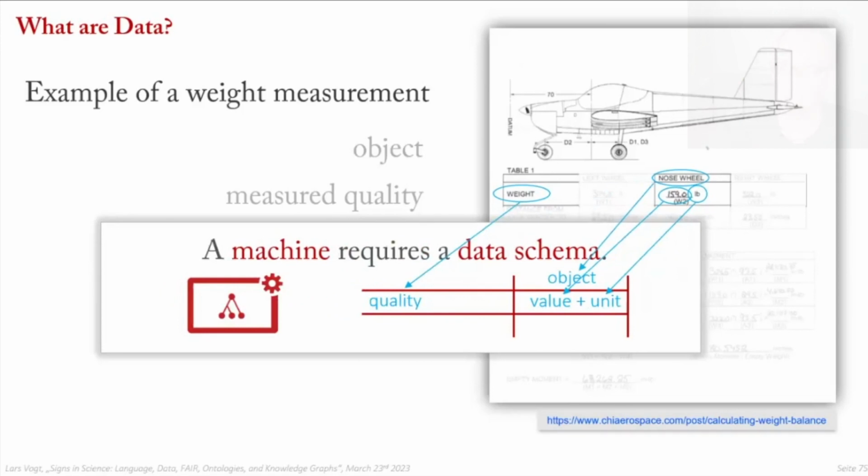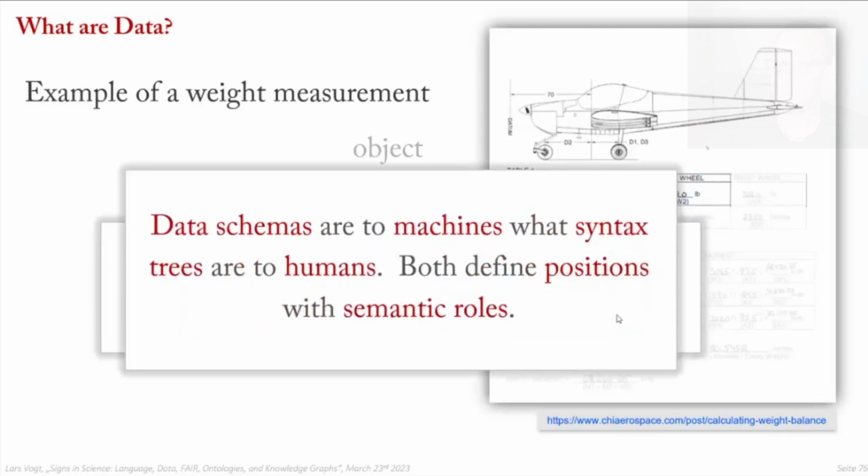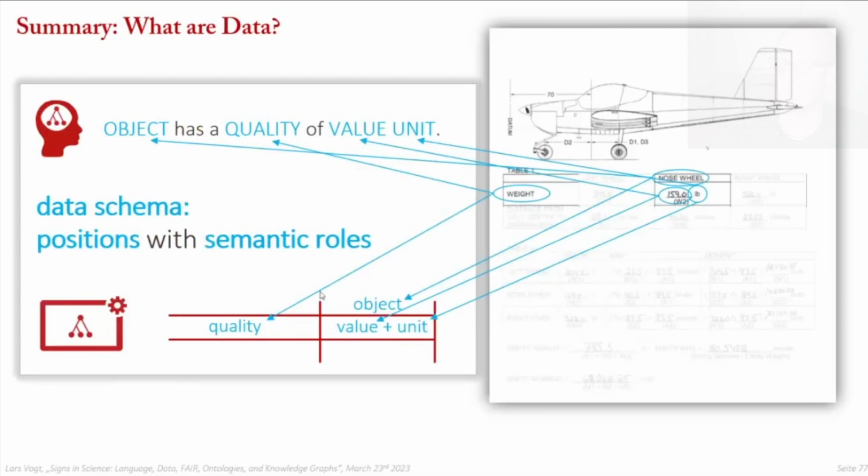So for instance, we can have tabular data schemata where we assign certain semantic roles to columns and rows. Then we use certain terms for basically providing the information. So data schemata are to machines what syntax trees are to humans. They're structures that basically carry meaning. Both define positions with semantic roles. And then we can map that. So we have, in both cases, positions and semantic roles.